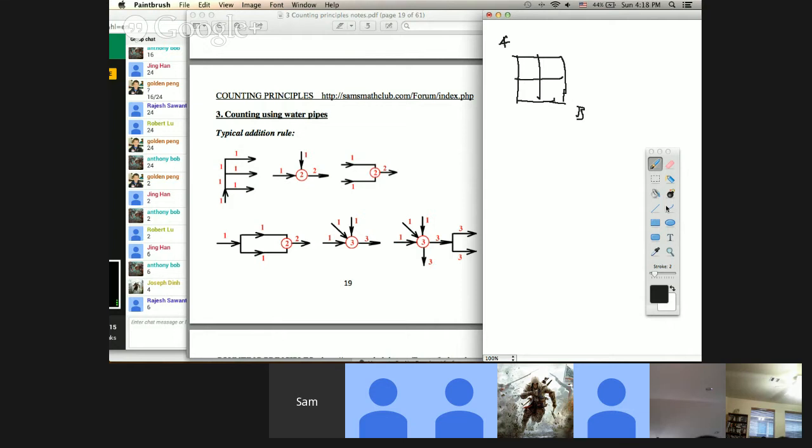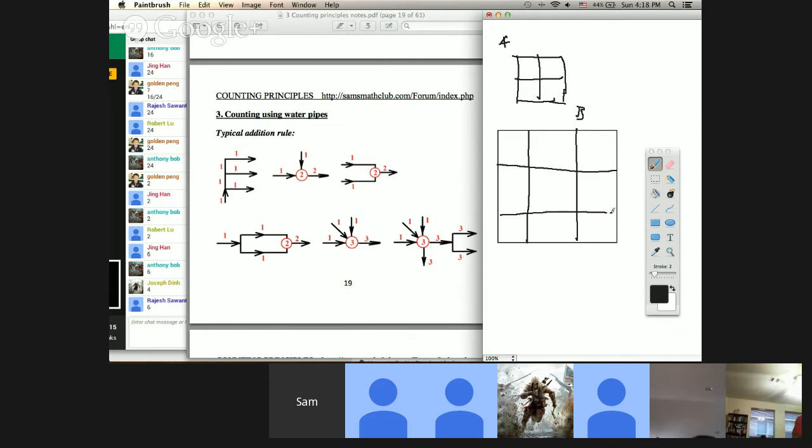So how about, let's draw another little square here. And then instead of that, let's draw a 3 by 3. Now, how many ways are there to get from point A to point B? So when you're trying to think of this, it gets a lot harder because there are a lot more different ways you can get from point A to point B. So this is where counting using water pipes comes in handy.